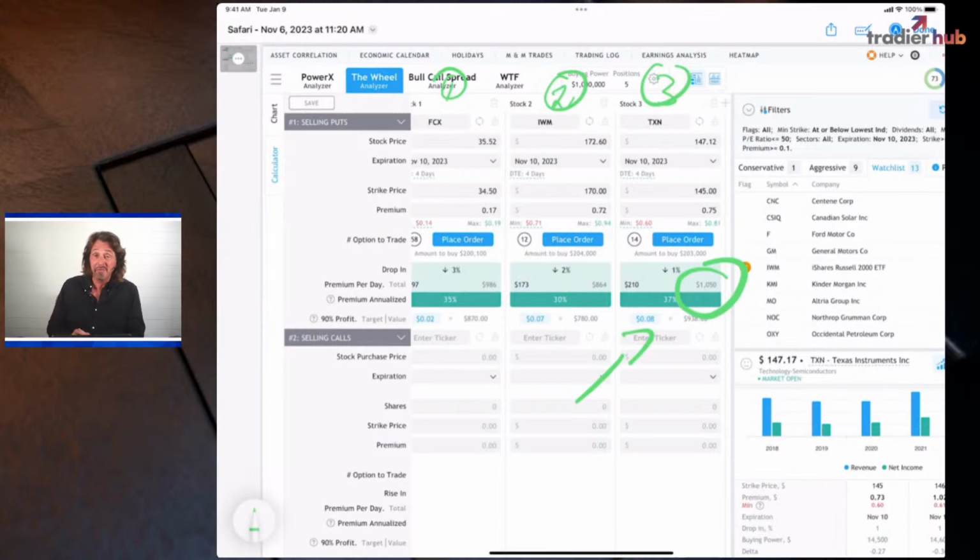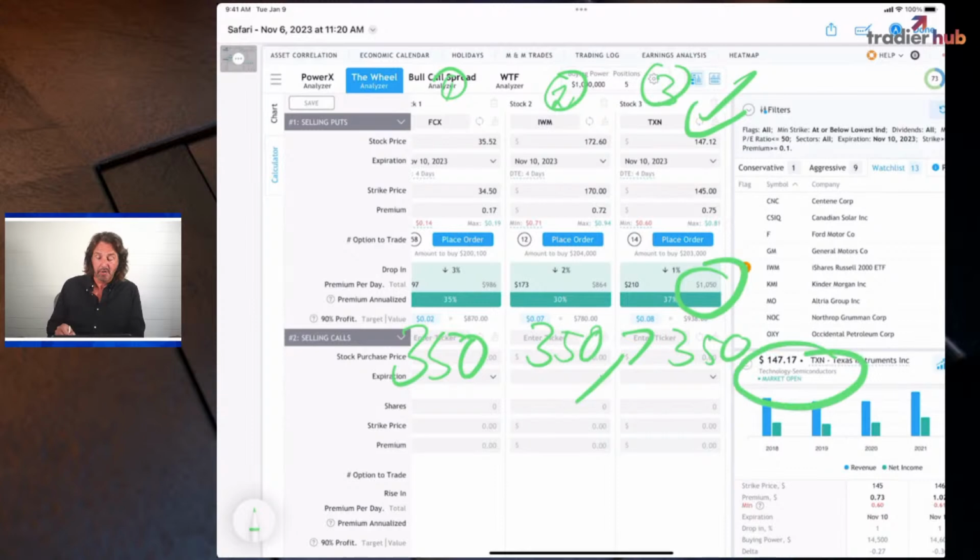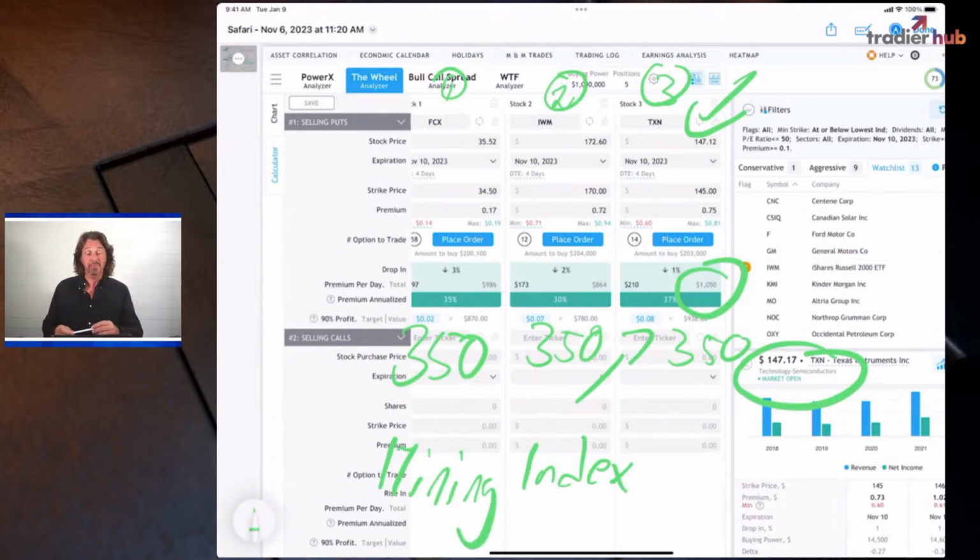However, there's nothing wrong. You can take all three, adjust the position size accordingly, and maybe go for $350 here, 350 here, 350 there. So you can also diversify because, as you can see, all three are diversified. Here we have semiconductors, right? TXN, technology semiconductors. Here we have an index, and here we have a mining company. So we could actually do that. All right. So that's how I find the trades.